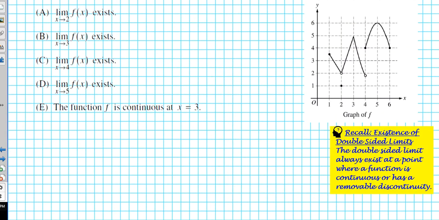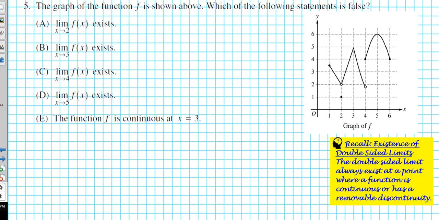Alright, let's take a look at question number 5. It reads, the graph of the function f is shown above. So I have it right here. Which of the following statements is false?